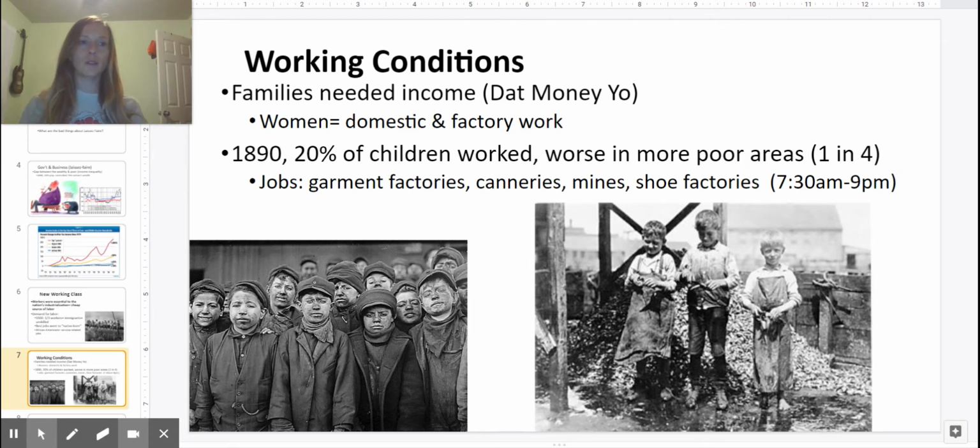So everybody had to go work in these poor paying jobs in order to make enough to get by every day. And so women are going to be hired by factories because a lot of the factory owners are going to say, oh, well, let's just hire women because we don't have to pay them as much. And so women are going to work in a lot of clothing factories and textile factories. And then a good portion of children are going to work, like 20% of children. And so they're going to work also in garment factories and canneries where they're going to can food. They'll work in mines and shoe factories.